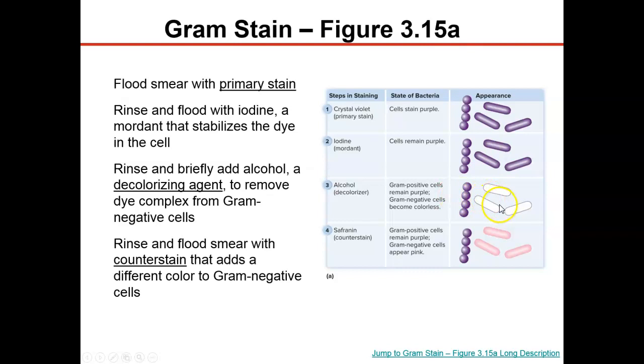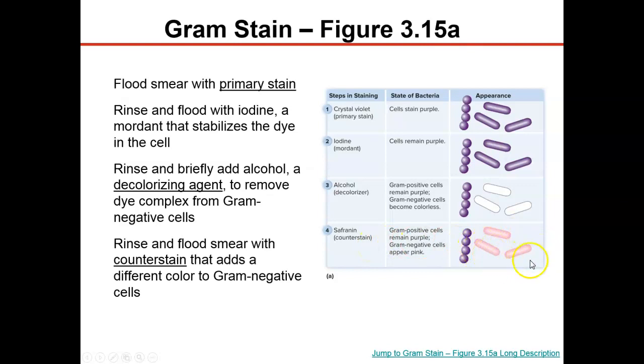Any cells that are gram negative have very little peptidoglycan in their cell wall, and so they're going to decolorize. So they're going to turn clear again. But the cells that are gram-positive retain that purple color. We again rinse the slide with distilled water, and then we counterstain. So we use our second stain called safranin, which is a light pink color.